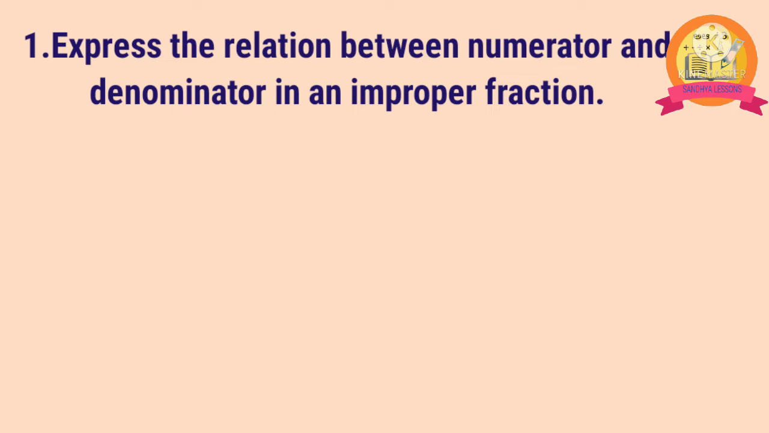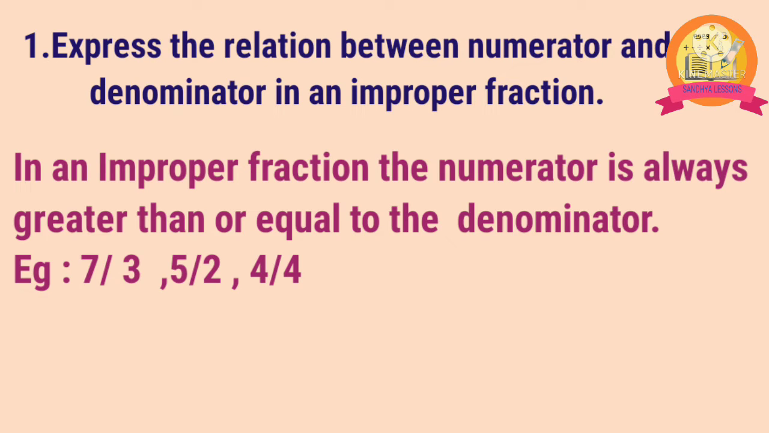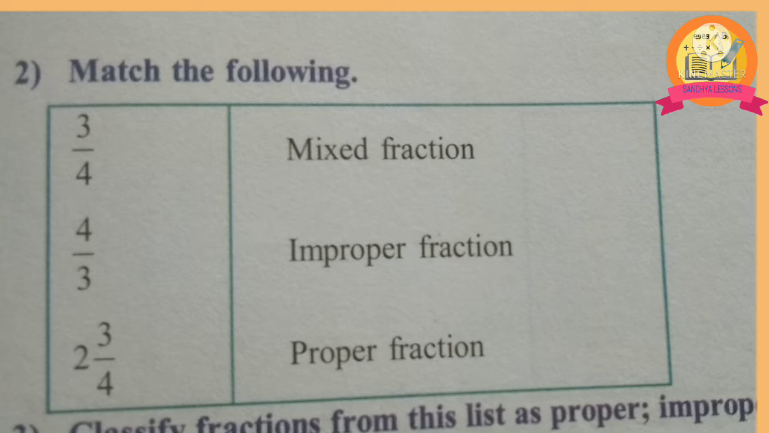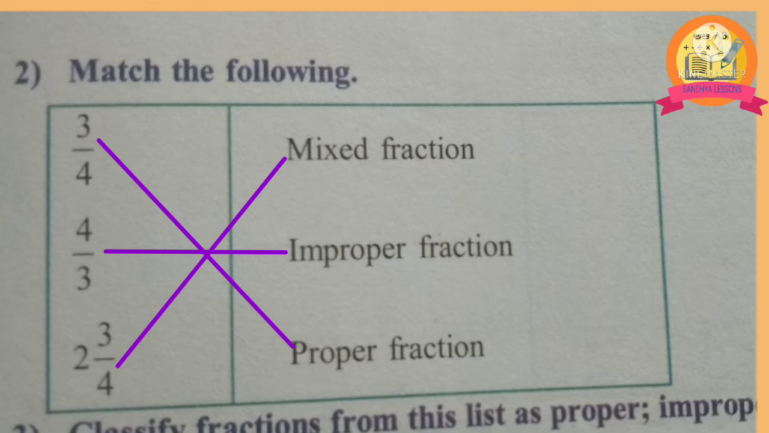First problem. Express the relation between numerator and denominator in an improper fraction. In an improper fraction, the numerator is always greater than or equal to the denominator. Example, 7 by 3, 5 by 2, 4 by 4. Second Roman, match the following. 3 by 4 is a proper fraction. 4 by 3 is an improper fraction. 2 3 by 4 is a mixed fraction.